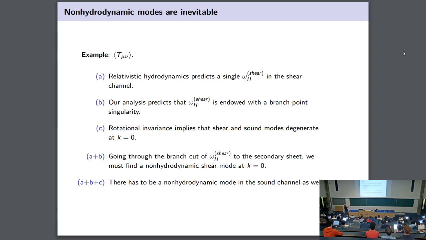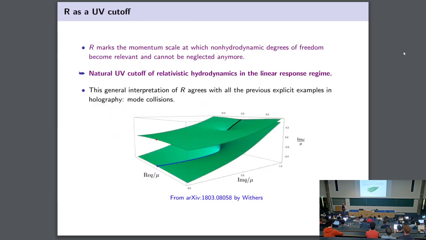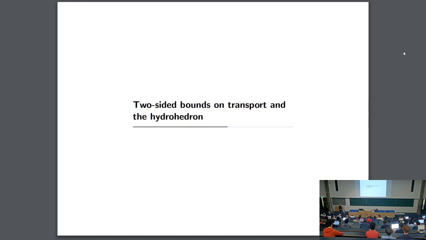If you combine these three facts, you infer that there is a non-hydrodynamic mode in the shear channel and in the sound channel. Meaning that R marks the momentum scale at which non-hydrodynamic degrees of freedom stop being negligible, become relevant, and cannot be neglected anymore. So it is natural to interpret R as the natural UV cutoff of relativistic hydrodynamics in the linear response regime. And this general interpretation of R actually matches all the previous explicit computations of this quantity in holography, but I'm not going to go into that.